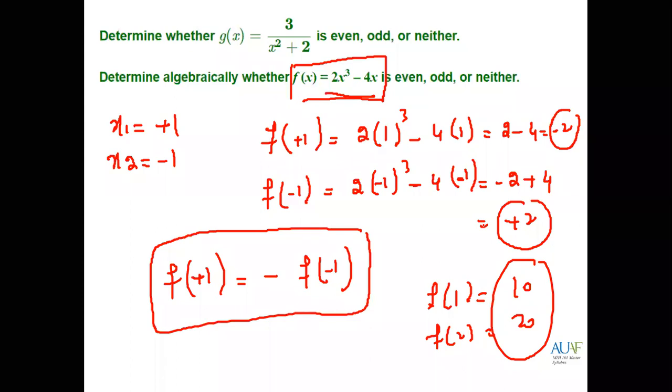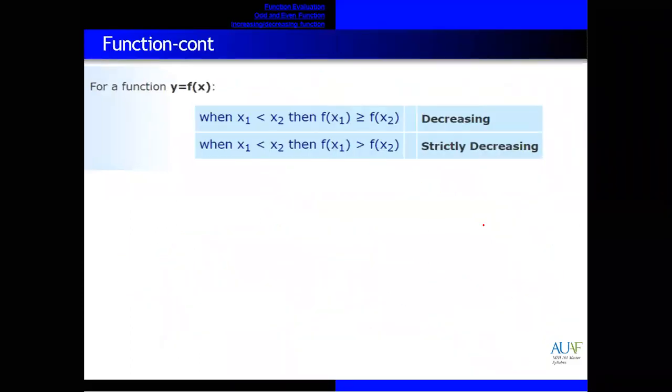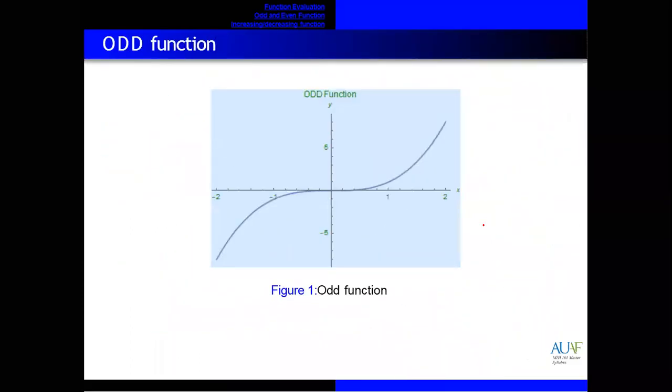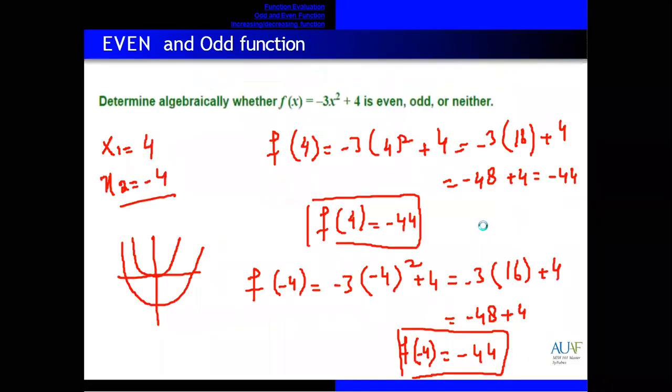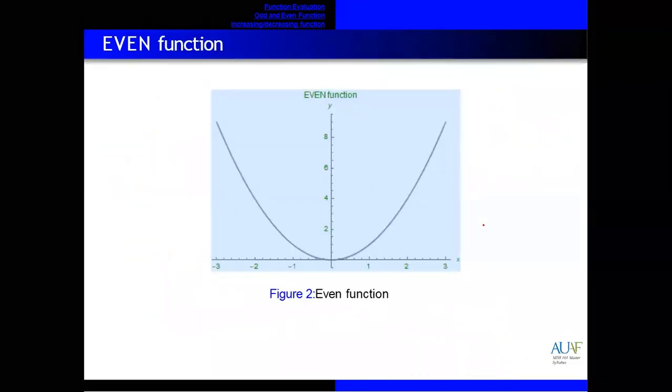Okay, so then we have what? You can see the graph of an odd function. You can give values and this will give you the graph. You can see it is not a straight line. And this one is for an even function.